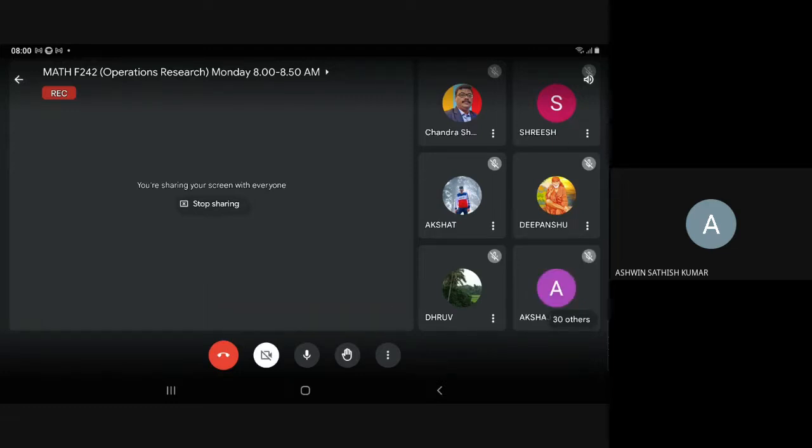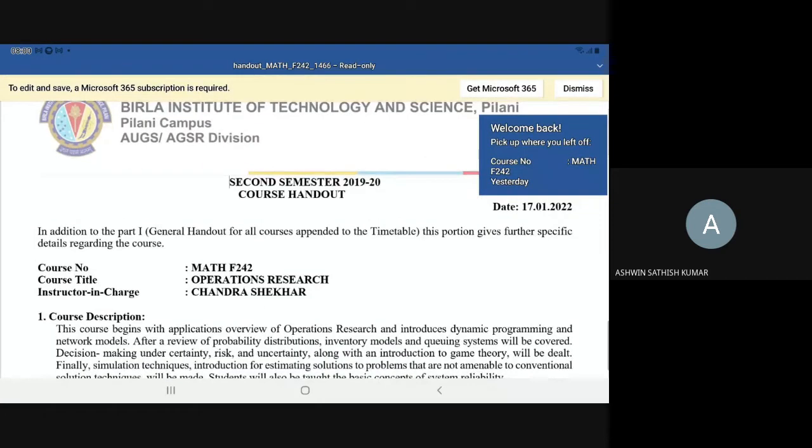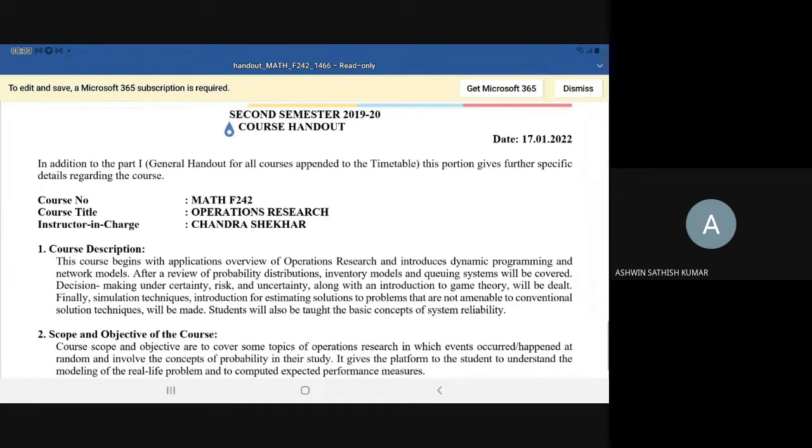Welcome to the very first lecture of Math F242 Operation Research. Hopefully, you all are safe at your place. I have shared the handout with you over email as well as on the AUGSD site. So, let us discuss a few things about the course.